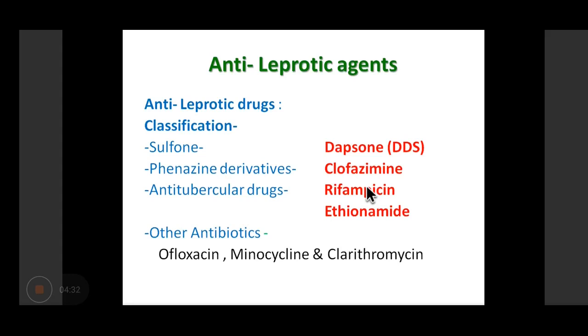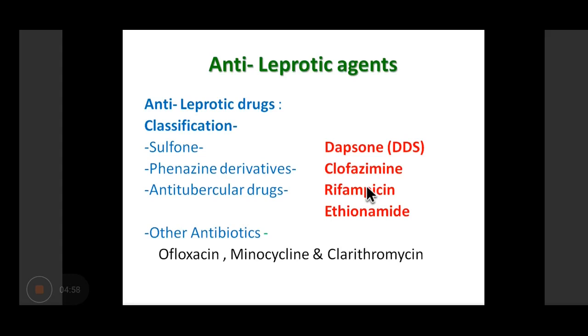But similarly, in leprosy in earlier days, for paucibacillary we used two drugs, and for multibacillary we used three drugs. But now there is no confusion at all. In both cases, we use all three drugs: dapsone, clofazimine, rifampicin. So there is no confusion now. All three drugs we should use in both cases, whether it is paucibacillary or multibacillary, it doesn't matter.